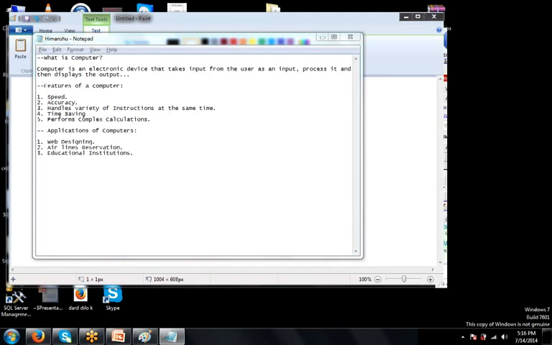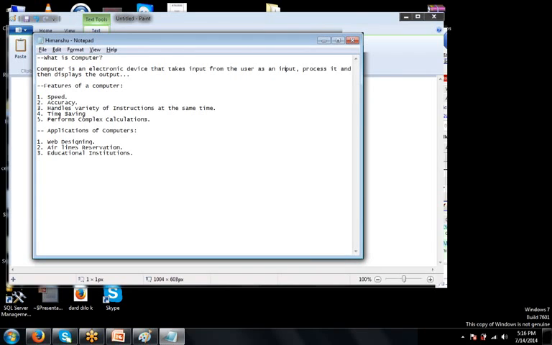A computer is basically an electronic device that takes input from the user, processes it, and then displays the output. So this is the basic definition of a computer. It's an electronic device, which means it runs on electricity. And then let's see what are the features of a computer.